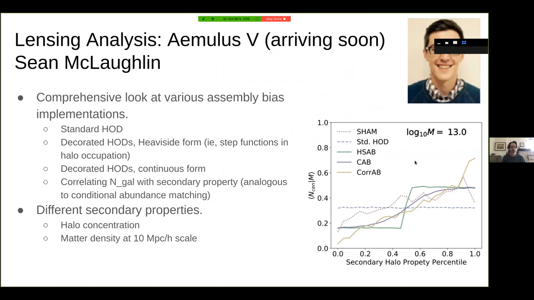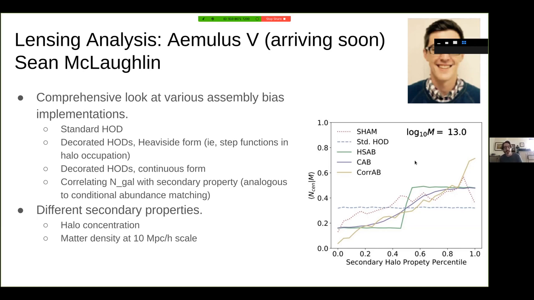So then I'll finish up with talking about this lensing analysis, this Annalisa 5 paper coming soon. This is all a theory paper, but it's trying to do a very comprehensive look at all the different ways that you might incorporate assembly bias. Some of this has already been introduced by Sian earlier on in this session. We have models for clustering and lensing where bias is with a standard HOD, two different types of decorated HODs, and this thing we call correlated or core AB, which is basically kind of like conditional abundance matching, but without subhalos, right? You're actually doing a secondary abundance match on the galaxy occupation number with some secondary parameter of the halo.